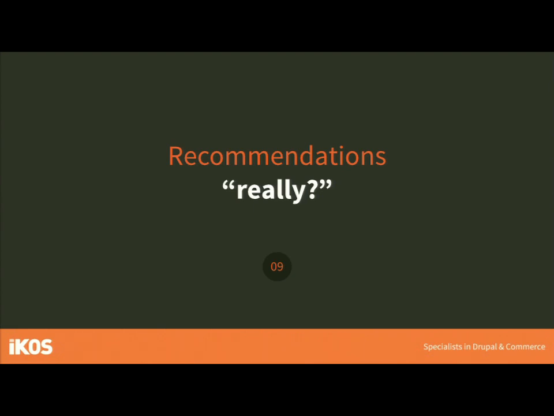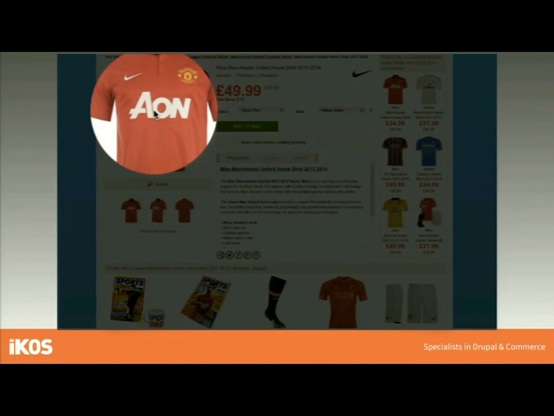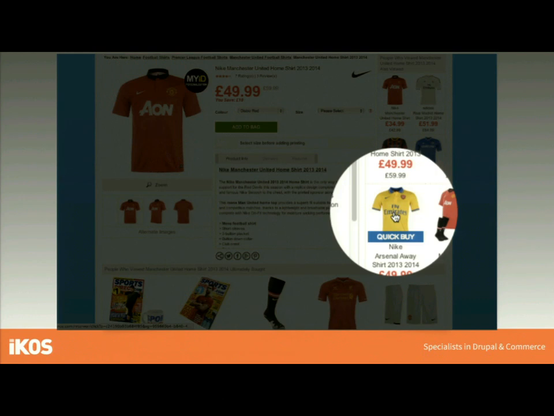If you look at the world through my lens, which I hope you don't have to, and this is maybe slightly UK-centric, but I know that the Premier League is a pretty big thing globally. So here I am looking at the Manchester United shirt, I could even get this wrong. I'm in the mode of buying it, but apparently people who looked at that, well, according to this, they also looked at the Arsenal away shirt.